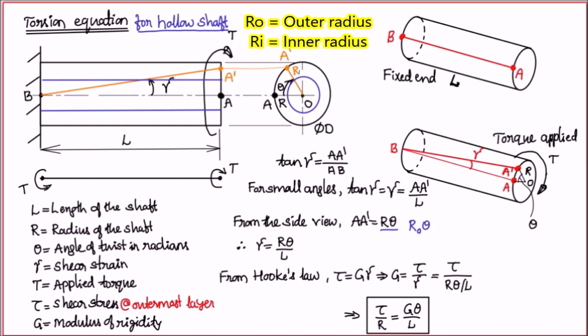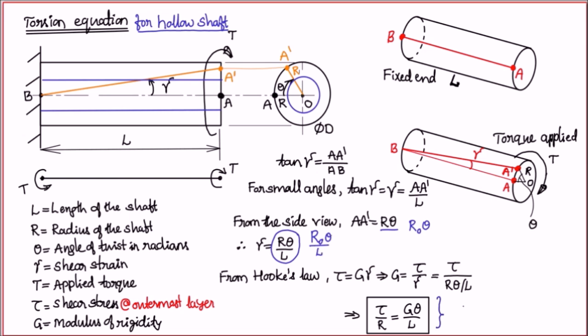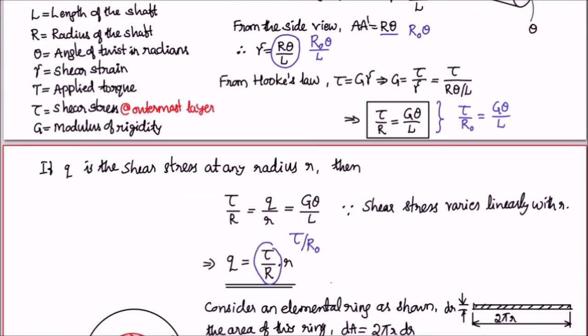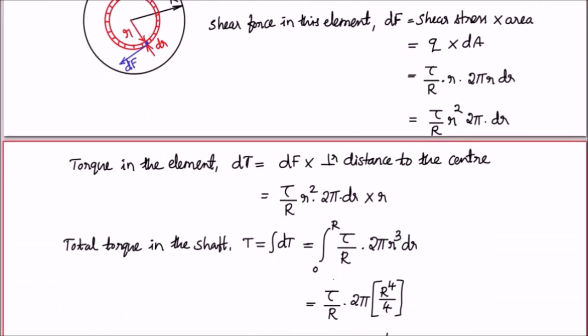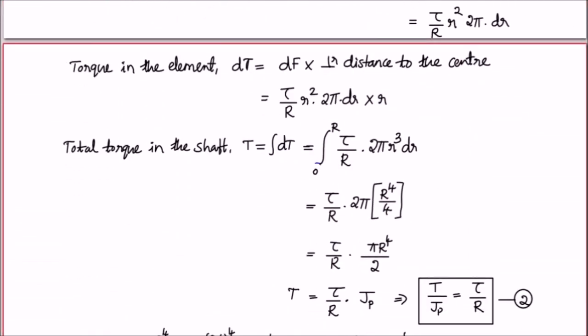Because r naught is the outer radius and the inner radius will be ri, it will be r naught into theta, and this would have been r naught theta by L, and this equation would have been tau by r naught is equal to G theta by L. So tau by r naught you would have got if it is a hollow section, and here you should have integrated it between the limits ri to ro.